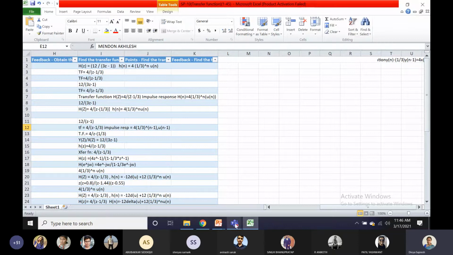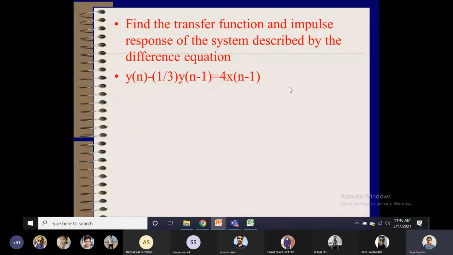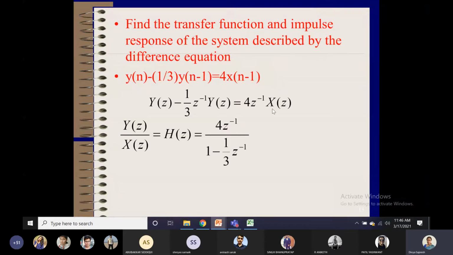So you have to obtain the transfer function, that is H of z. After obtaining H of z, take the inverse and you will obtain h of n, which is the impulse response of the system. So first let us obtain the z transform for the given equation, that is Y of z minus 1 by 3 z inverse Y of z equal to 4 into z inverse X of z. Rearrange it and get it of the form Y of z by X of z.